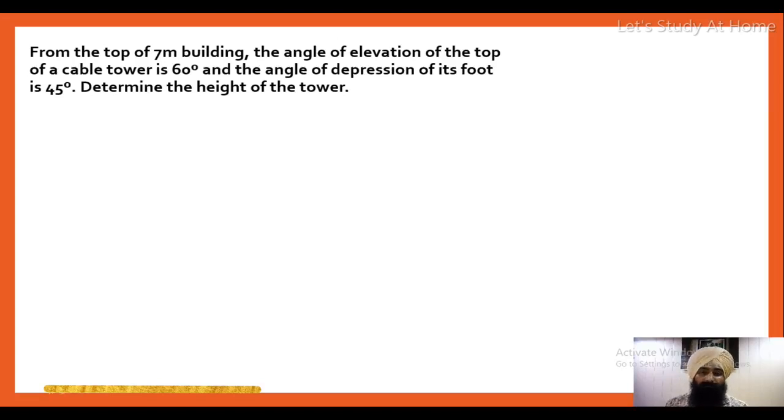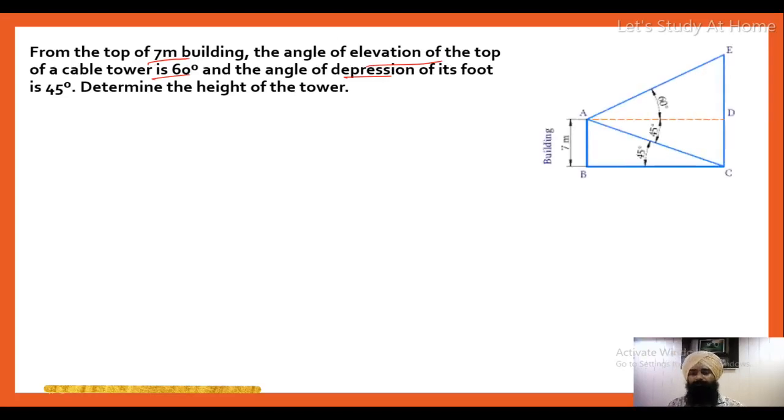Now from the 7 meter height building, the angle of elevation of the top of the cable tower is 60 degree, and angle of depression, means a person is standing on a building. From one place he is observing the top of the tower and the foot of the tower. Suppose there is a tower in front of your building. You are on the building, one time you see upward, one time you see downward. Upward is angle of elevation, downward is angle of depression. Let's see the diagram. For you only. Okay, now angle of elevation is 60 degree.